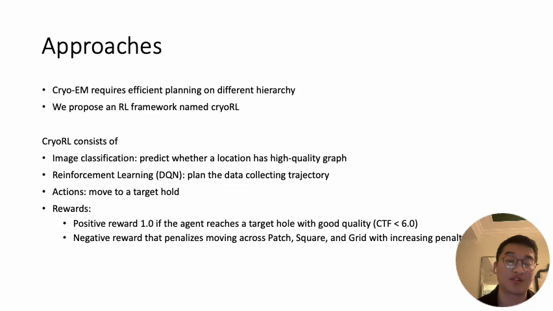We first assign a positive reward, 1.1, if the agent reaches a target hole with good quality. And the agent also receives a negative reward to penalize the movements across different patches, squares, and grids because long distance moving is time costly.